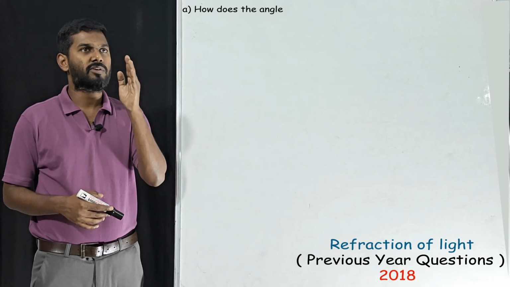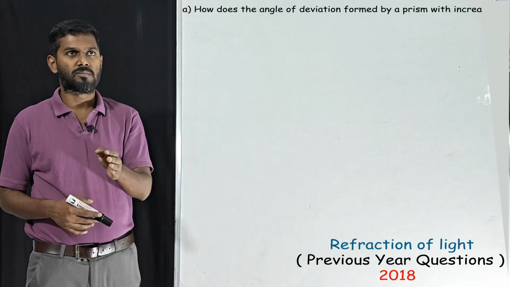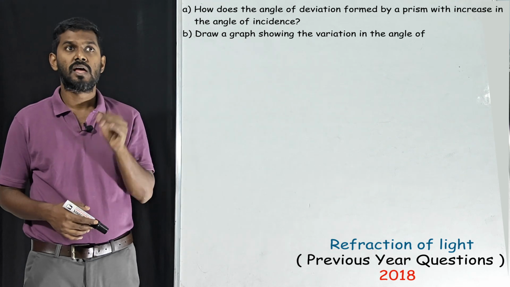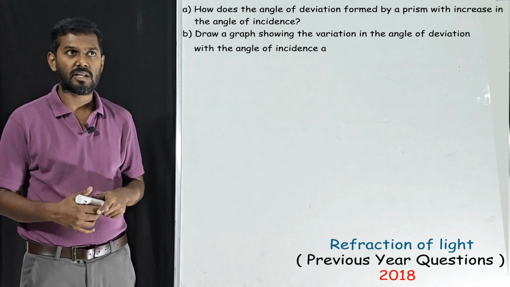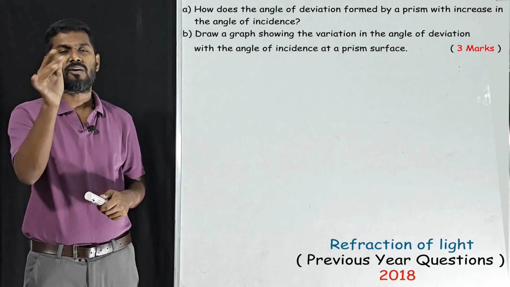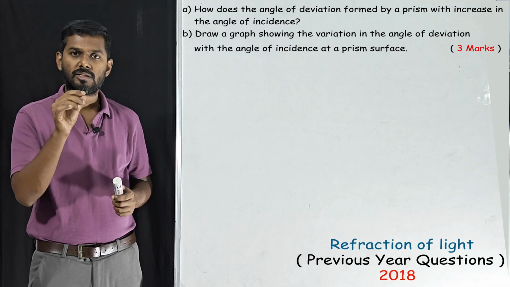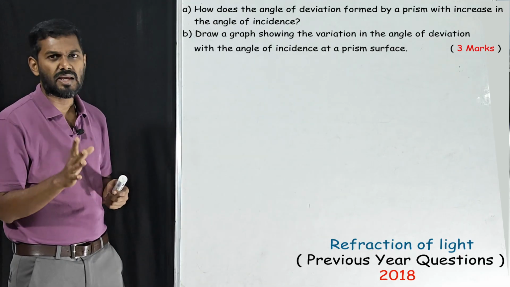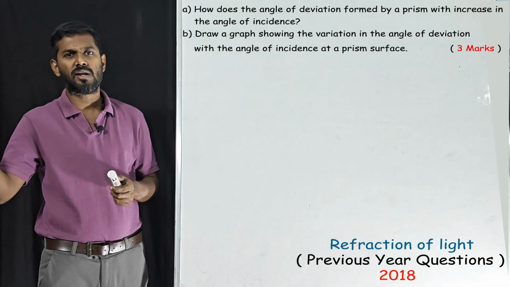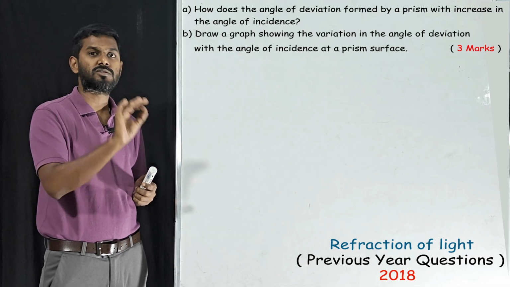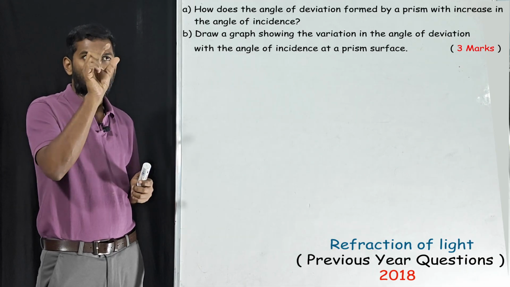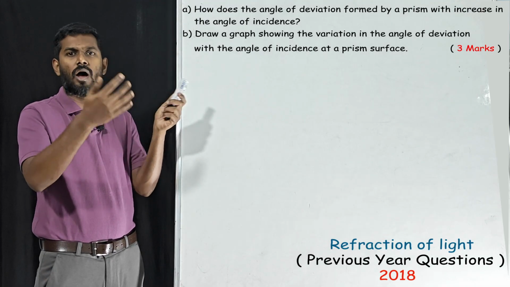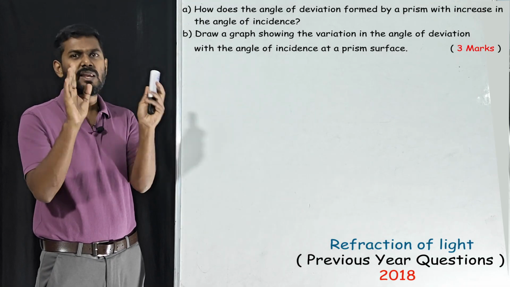How does the angle of deviation formed by a prism change with increase in angle of incidence? With increase in angle of incidence, what happens to the angle of deviation when we pass a light through a prism? Okay, this is their question. How are these two related, whether directly proportional or inversely proportional? This is a conceptual question. Why? Because if you have the basic knowledge, you can easily answer it. There is no need to think much about it. This is a direct question.